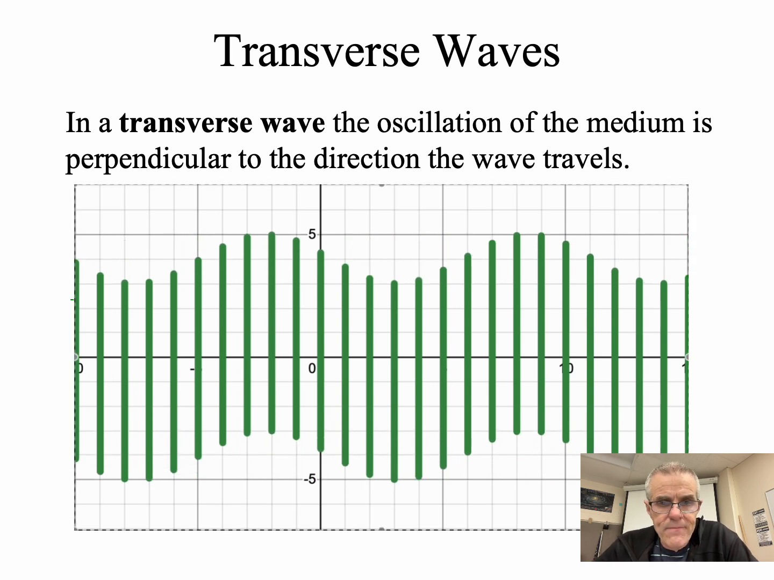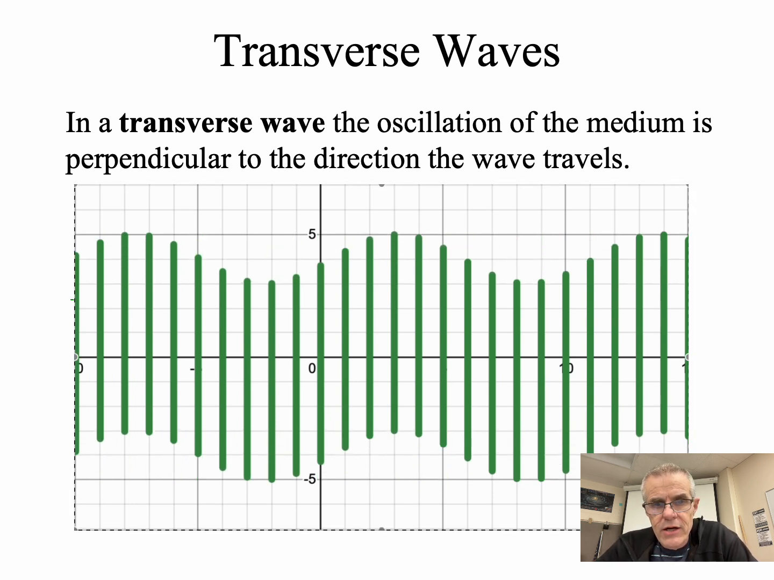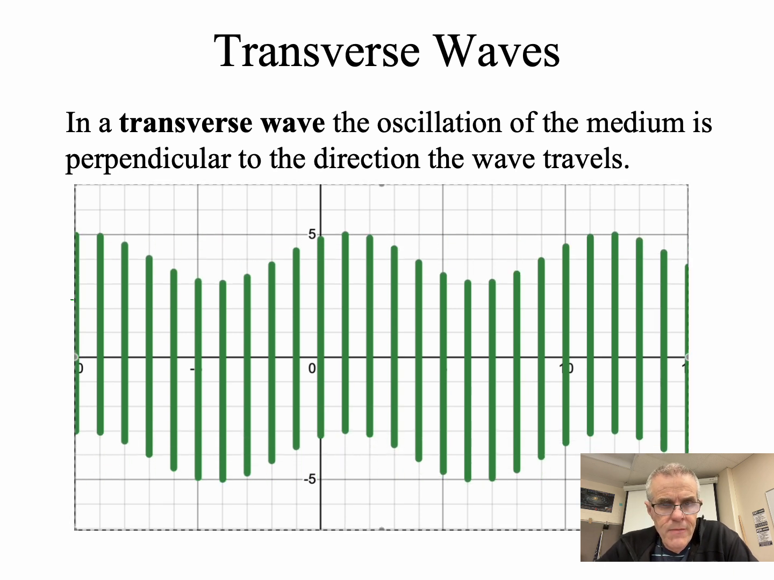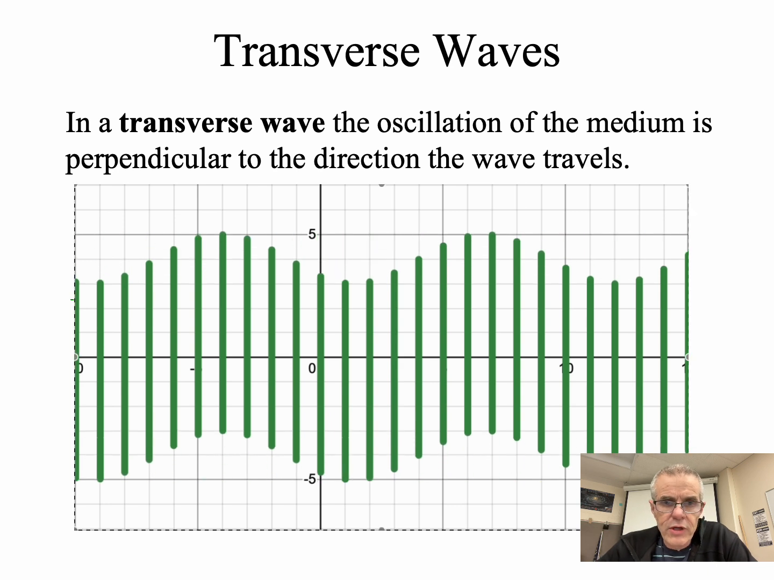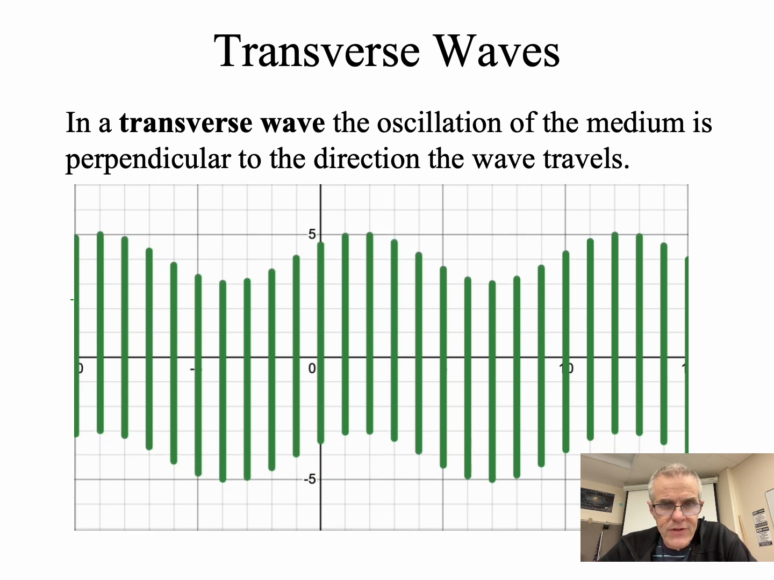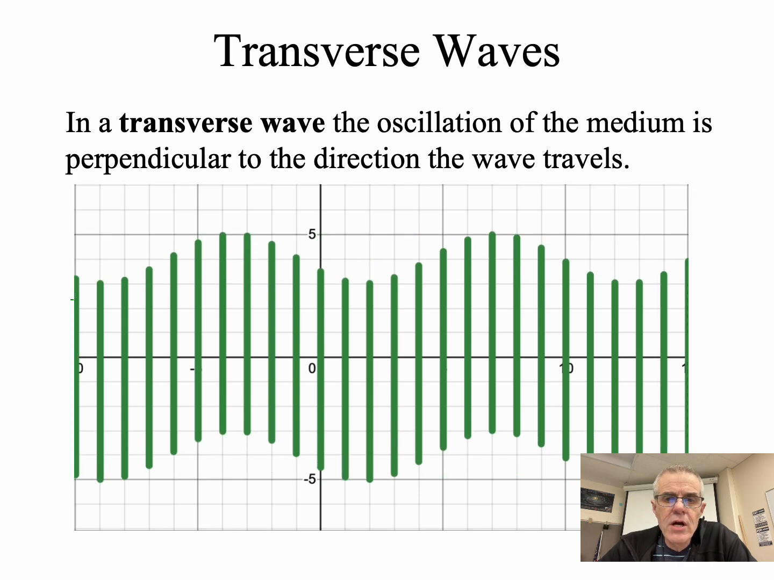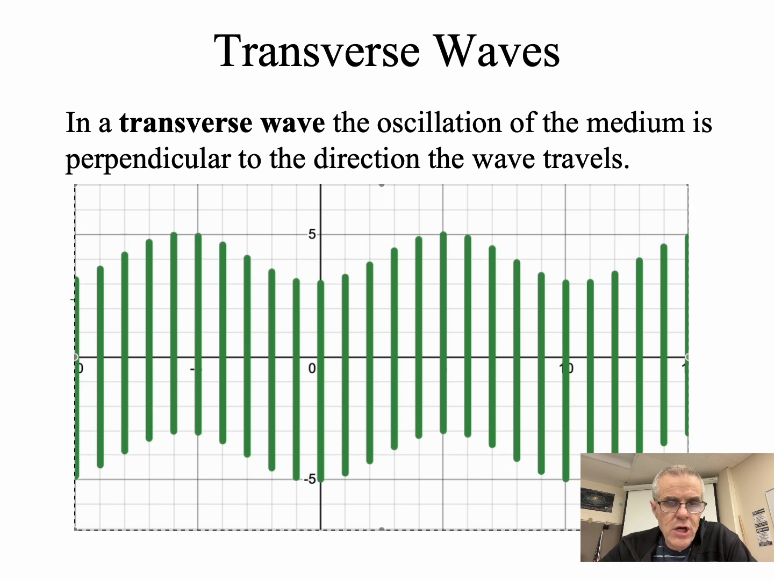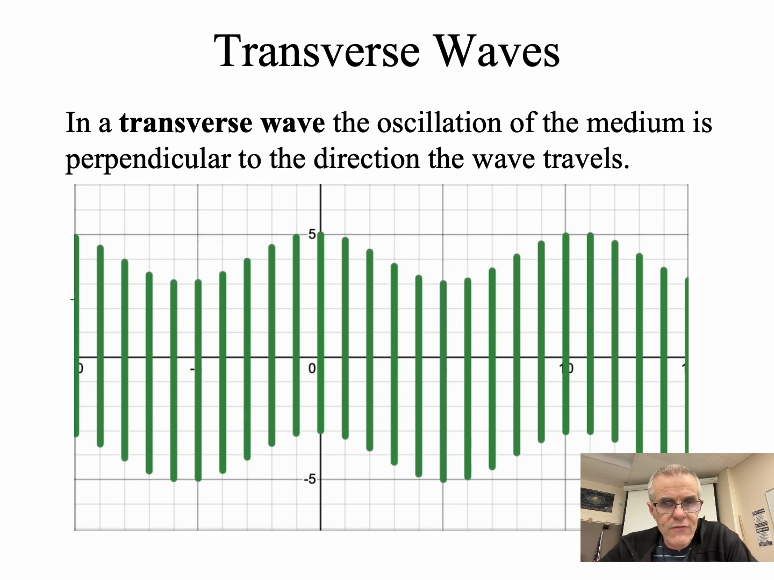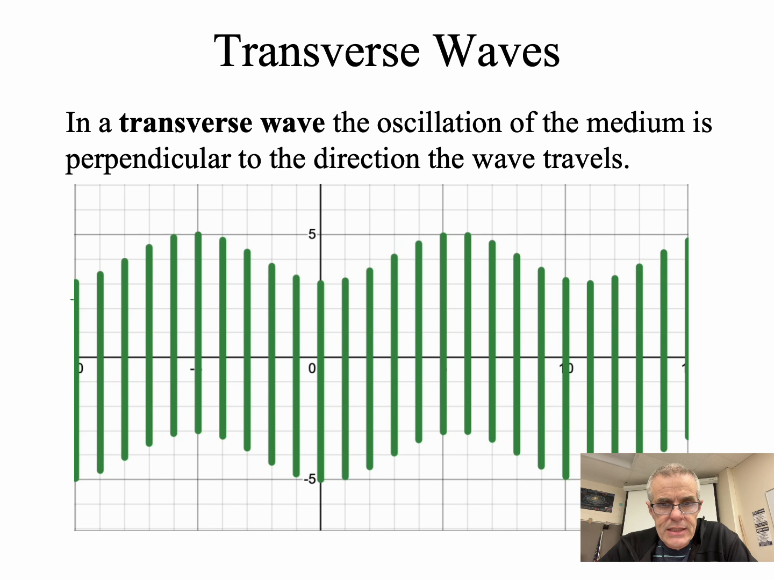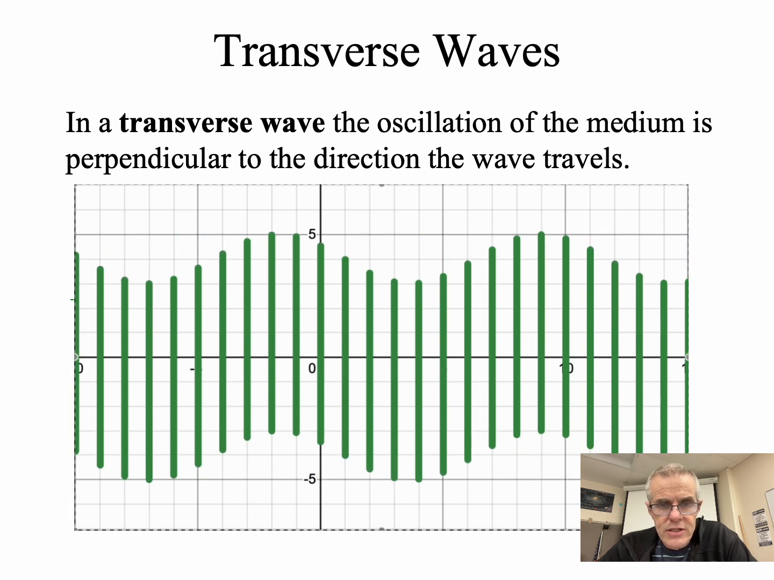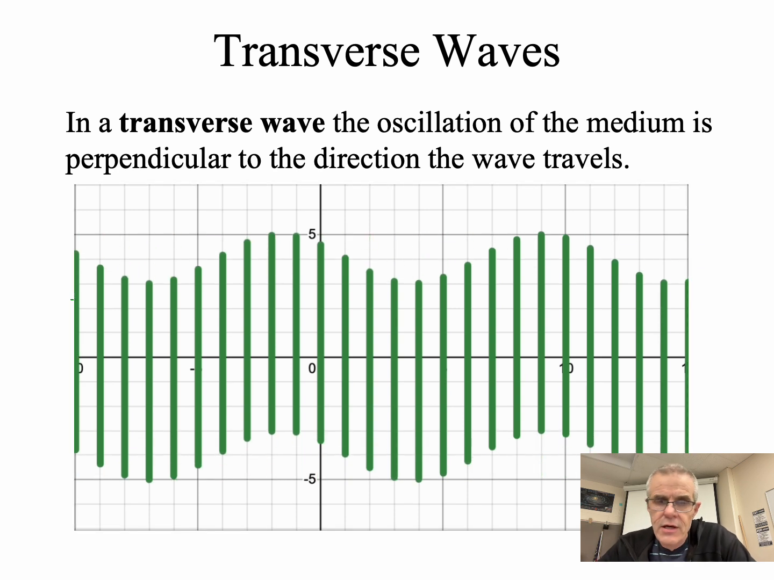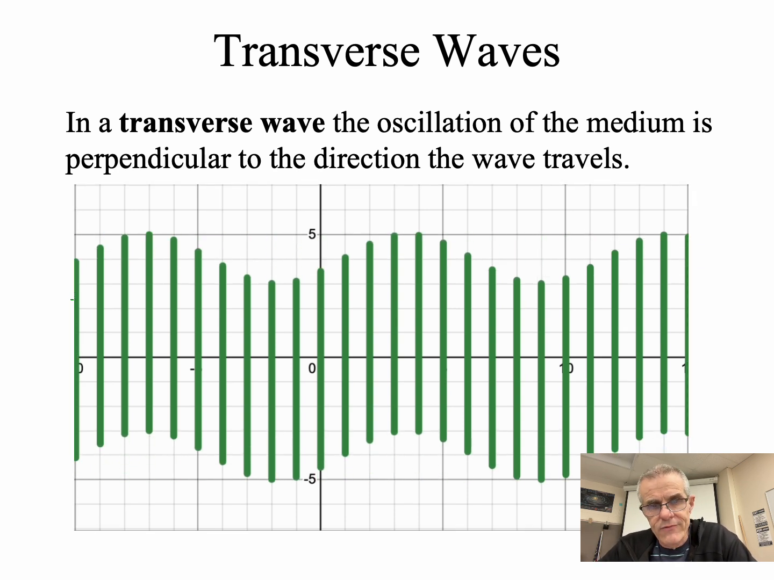A transverse wave is being illustrated here. I created a recording of what you would find on Desmos. And what we're looking at here is called a transverse wave. Look at the definition. The oscillation of the medium is perpendicular to the direction the wave travels. I think you would agree with me that this wave is traveling from left to right. But the green bars are oscillating up and down. Up and down is perpendicular to left to right. And that's what makes this a transverse wave.